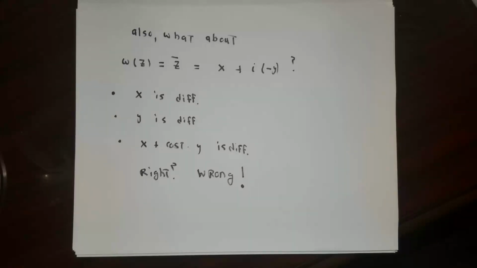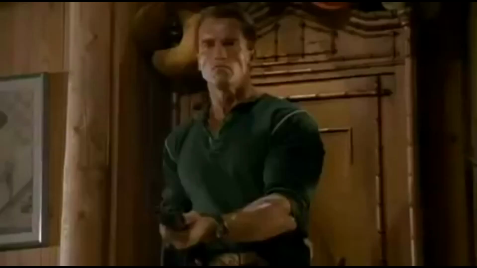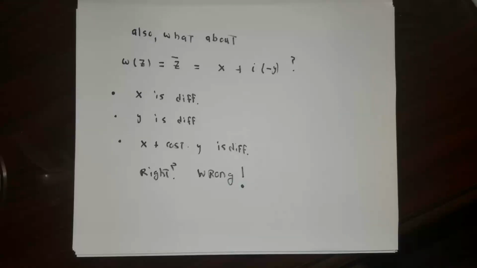You would think, well, x is a differentiable function, y is a differentiable function, x plus a constant times y should be a differentiable function, right? Right? Wrong. But when you apply the Cauchy-Riemann equations to this, you find out that they're not satisfied. So in point of fact, z conjugate is not differentiable.